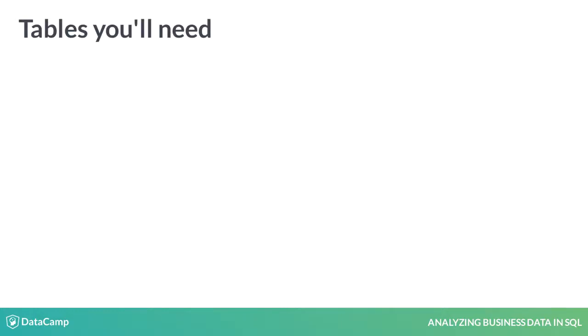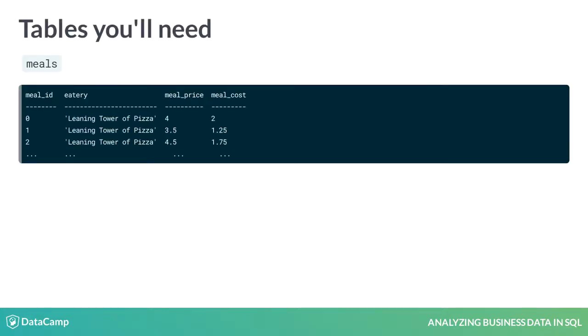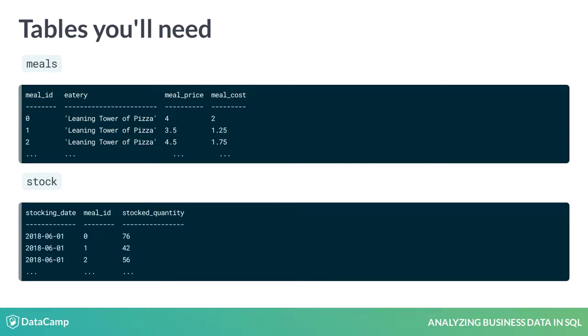You've already seen the meals table, which contains metadata on the meals Delivr offers. The new table is stock. Each row represents a bulk purchase that Delivr made to stock the meals it offers, with the stocking date, the ID of the stocked meal, and how many of that meal were stocked.